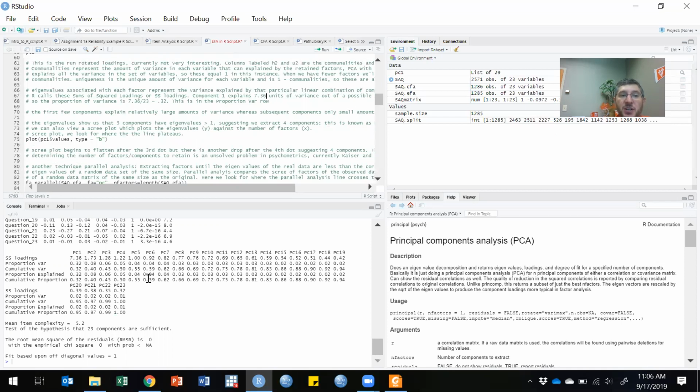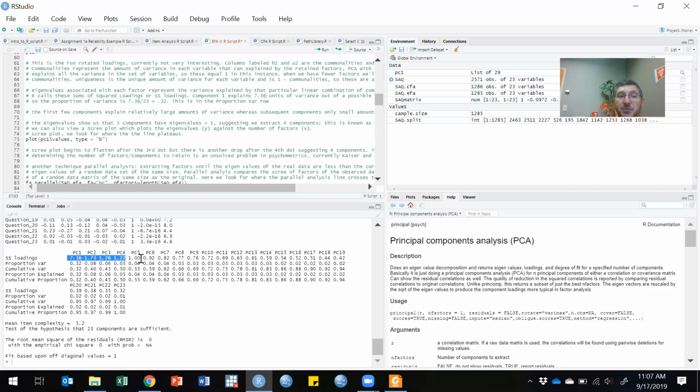We can also see that the first component explains a relatively large proportion of variance, and then it sort of tapers off after that. So now the next step is we have to determine how many factors we really want to extract. One easy rule of thumb is we extract all components with eigenvalues greater than 1. In this case, this would suggest we should extract 4 components.